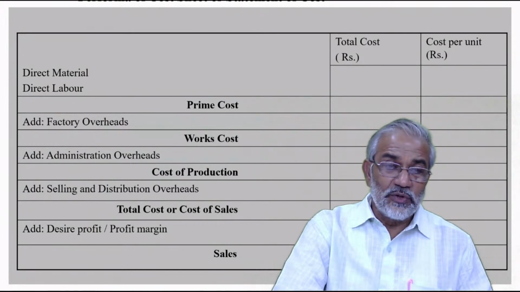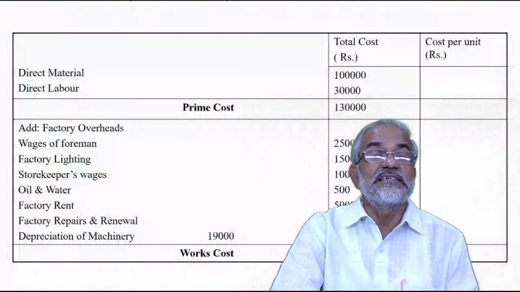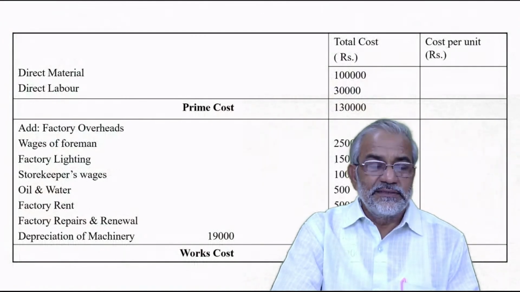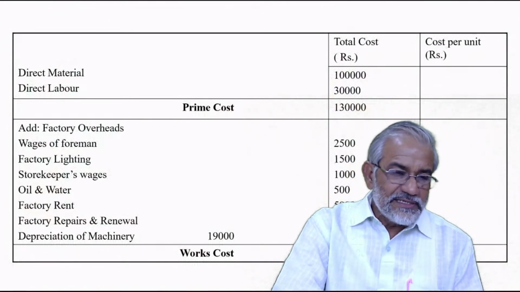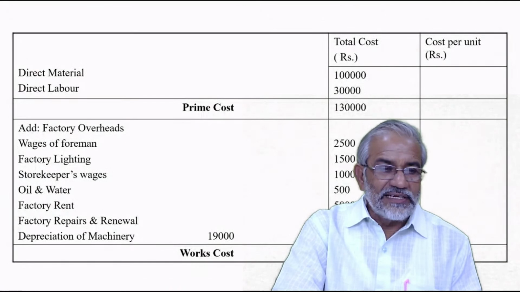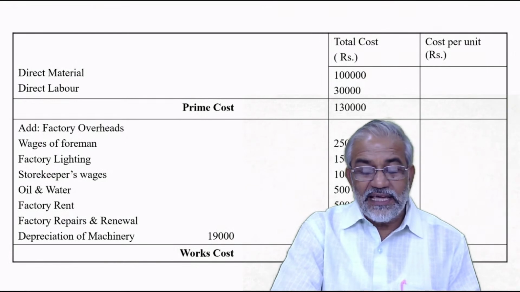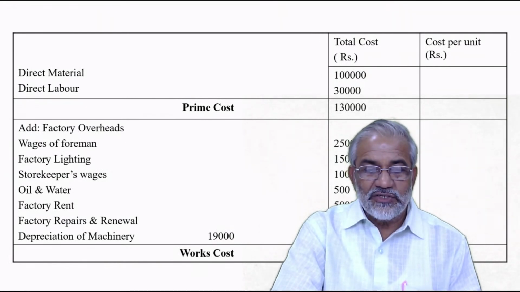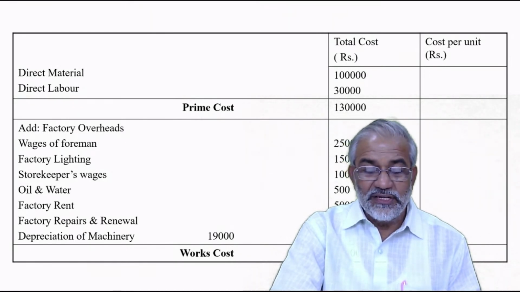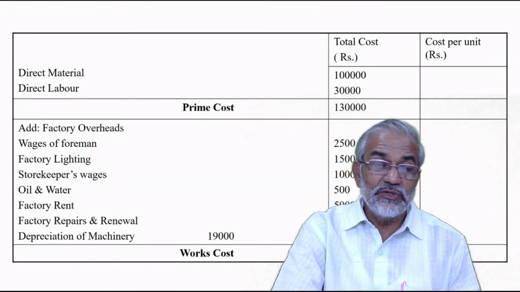What are the inclusions of the factory overhead? Here you can see factory overheads include wages of foremen, factory lighting, storekeepers' wages, oil and water charges, factory rent, factory repairs and renewals, depreciation of machinery. Depreciation can be of two types. Depreciation may be charged on the machinery, and depreciation may be charged on the furniture and fixtures. Furniture and fixtures are normally used in the office, in the administrative block, whereas the machineries are used in the factory.